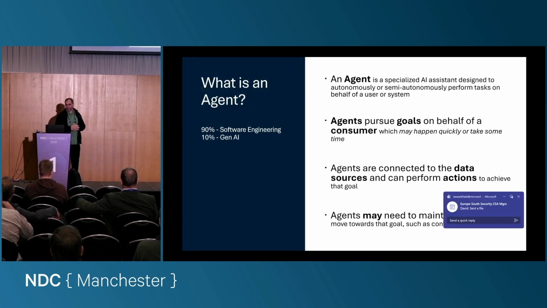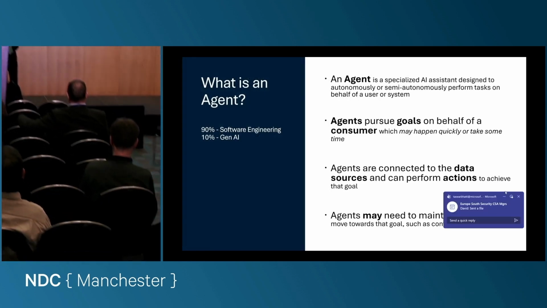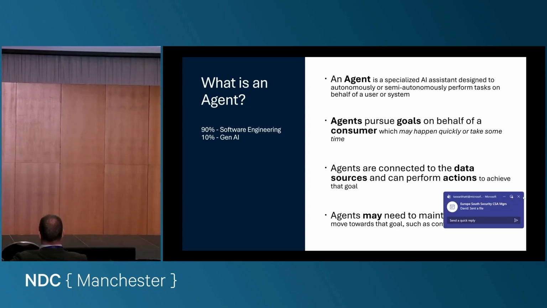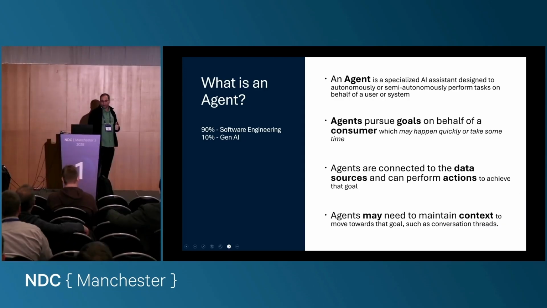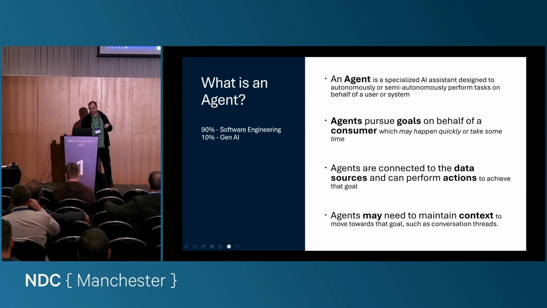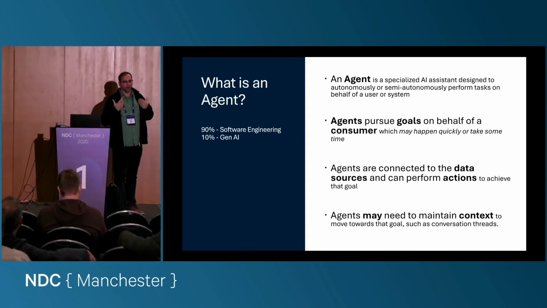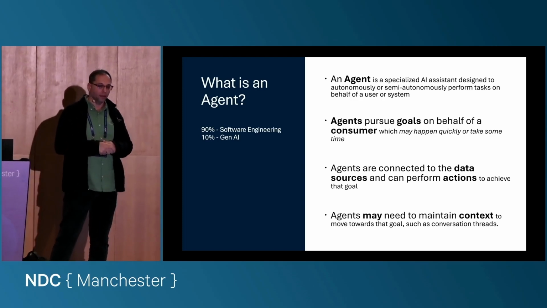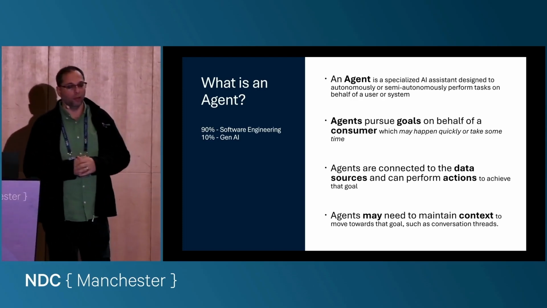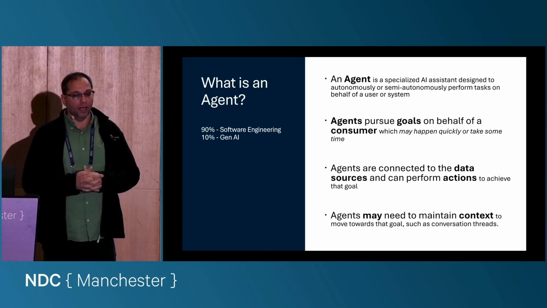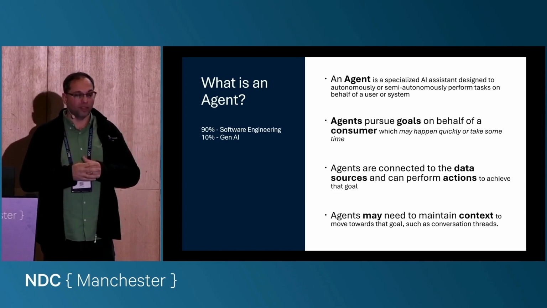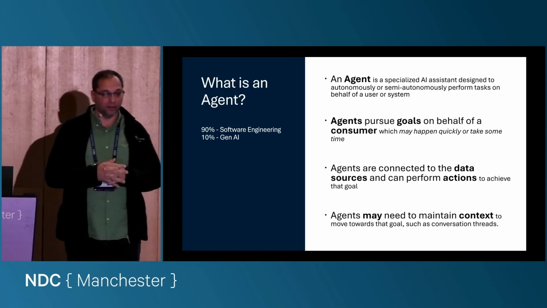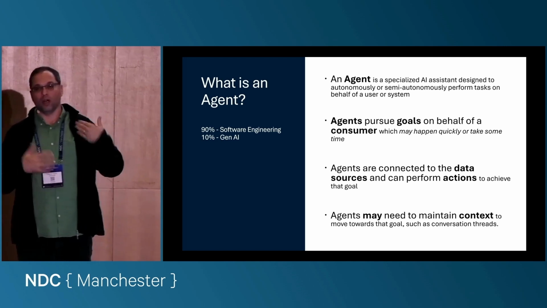Okay, so what is an agent? An agent is a specialized AI assistant program of some sort. From my perspective, I don't see it any different than any other program. It pursues goals on behalf of its consumer. It has some kind of data source that it interacts with. It performs certain actions. It may need a certain context.